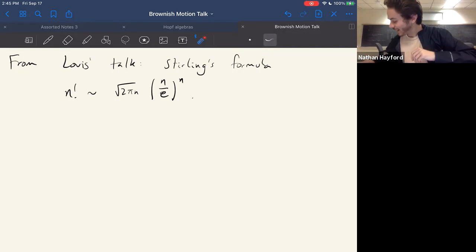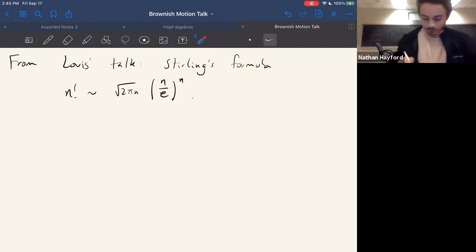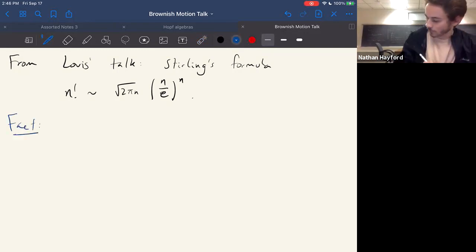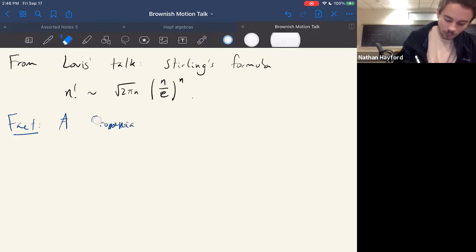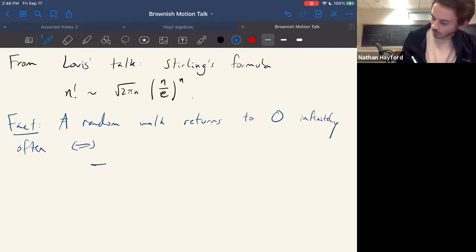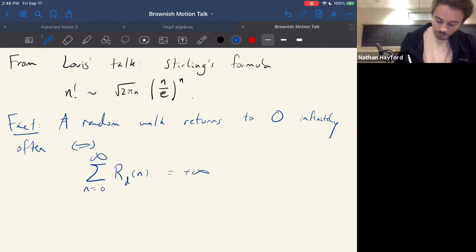So my first claim is on one of these pages. Let me find it. Here, I think, yeah. So the fact that I'm going to reference, which is more or less a self-obvious fact, is that a random walk returns to the origin infinitely often if and only if the following sum is finite. Or rather, it returns infinitely often if the sum of the R_d(n) blows up. So if it's infinite.